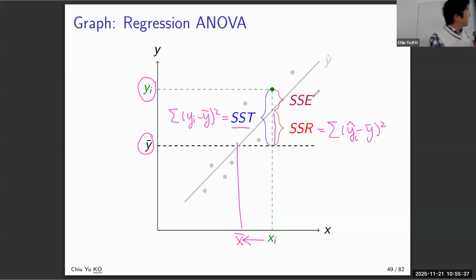And the last one is SSE. If you notice, this is our old friend. This is something we try to minimize all the time, right? It's the vertical distance between the line and the point. And this is our old friend.